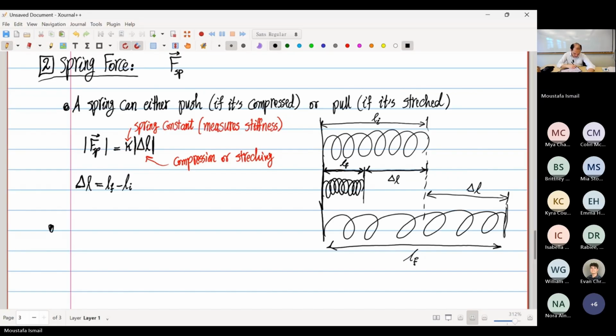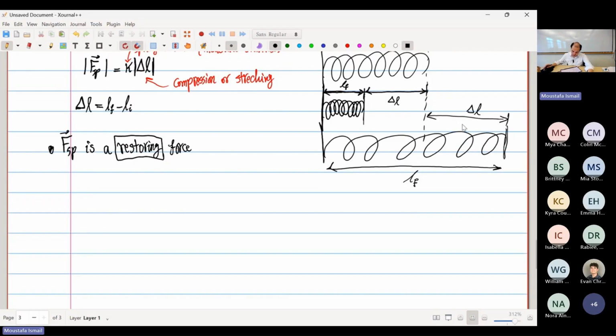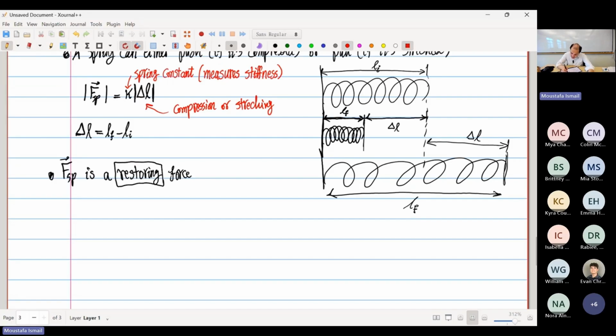So direction, the spring force is a restoring force. So if the spring was compressed, it tries to push the object away. And if the spring was stretched, it tries to pull the object back to the equilibrium position. So its direction depends on the situation. For example, let's in each of these cases attach an object to the spring. Let's attach a box here, and the box there.